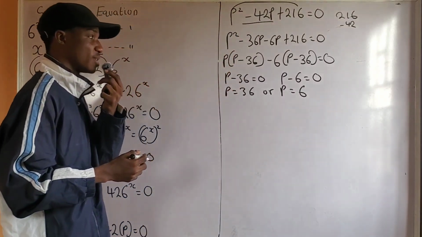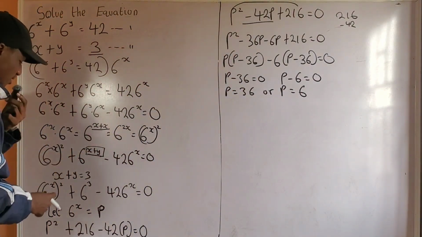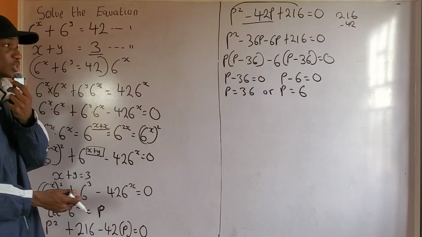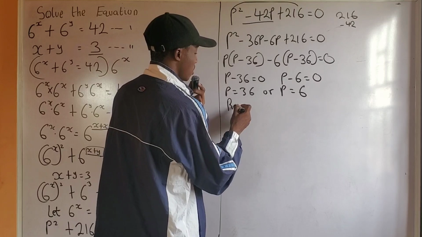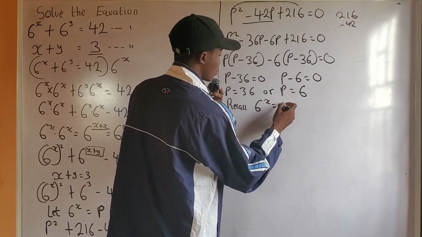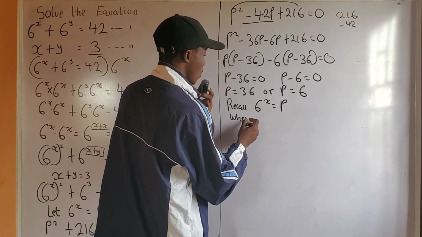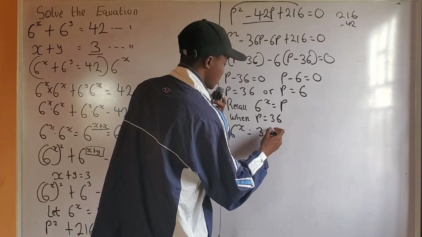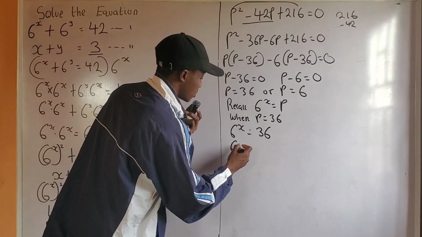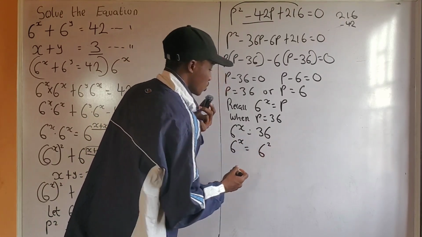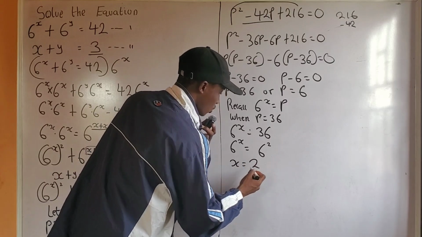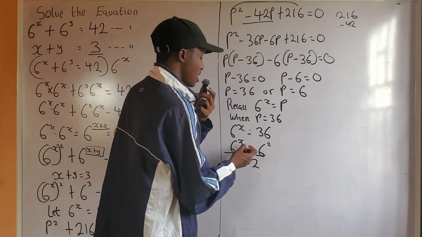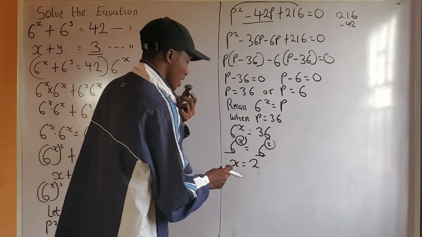Now, having gotten to this point, this is not the end of the solution. Don't forget that from these steps, we let 6 raised to the power of x equal p. So when p equals 36, 6 raised to the power of x equals 36. Do you know? So 6 raised to the power of x equals 6 raised to the power of 2, so x will be equal to 2. Do you understand? Because 36 can be written as 6 raised to the power of 2, and because we have the same base, the powers will be equal. So x is equal to 2.